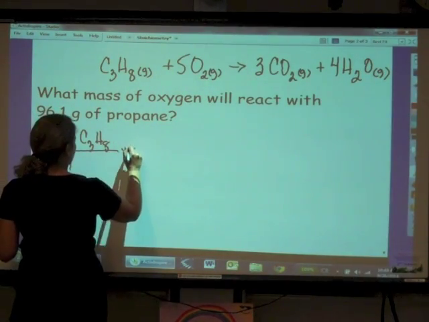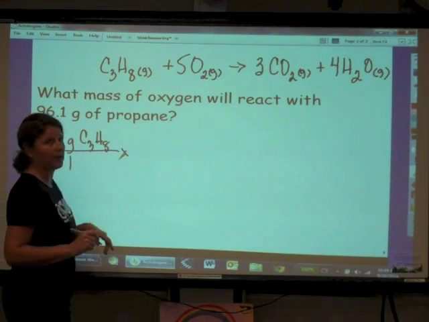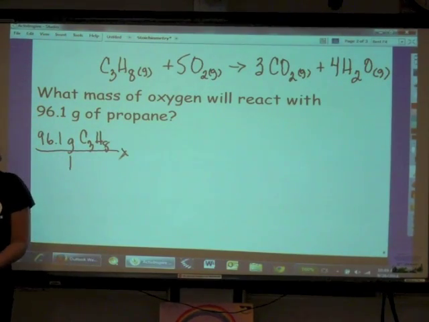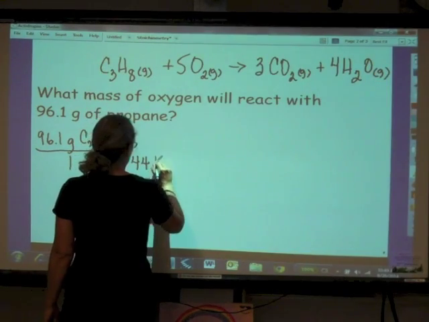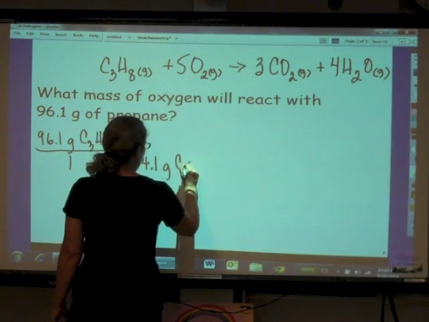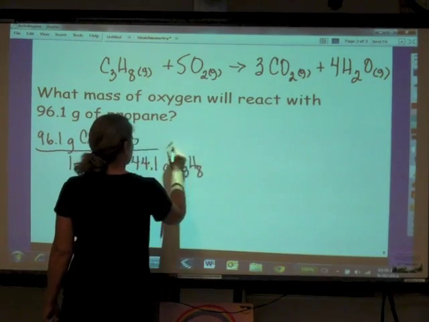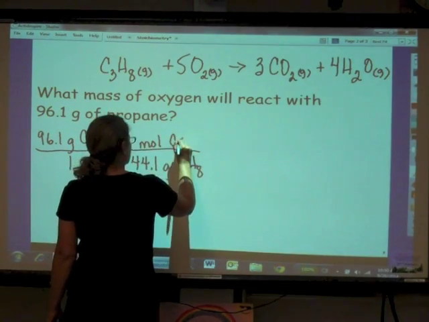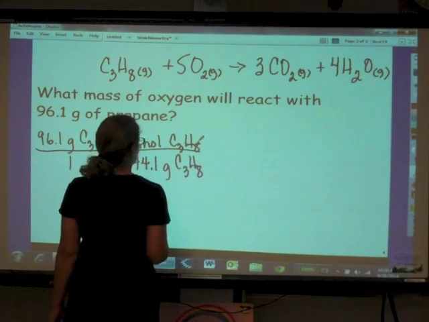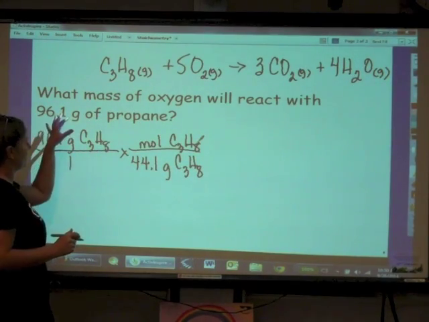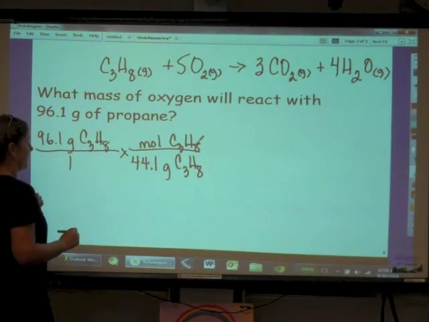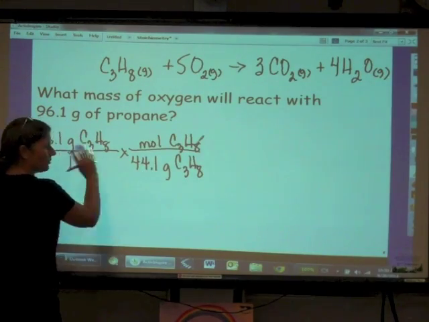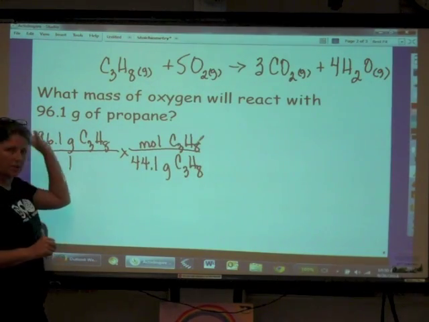So we're going to use the molar mass of propane to convert grams of propane to moles of propane. So the molar mass of propane is 44.1 grams of C3H8 per mole of C3H8. Sometimes problems will begin with the number of moles of the thing. And if it begins with the number of moles of the thing, you don't even need to do a molar mass conversion. You just put the number of moles over 1.